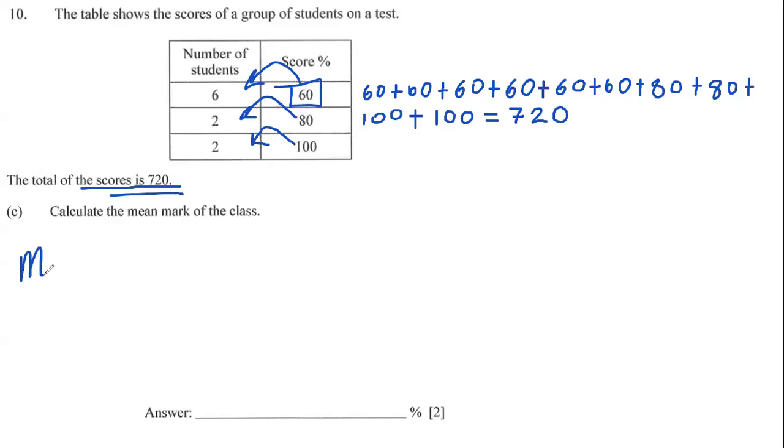Divide it by what? The total, by 10. Exactly. What is the total number of students? 10. So it's going to be 720 divided by 10. Class, you understand why we are using 720 and 10? Yes, sir.